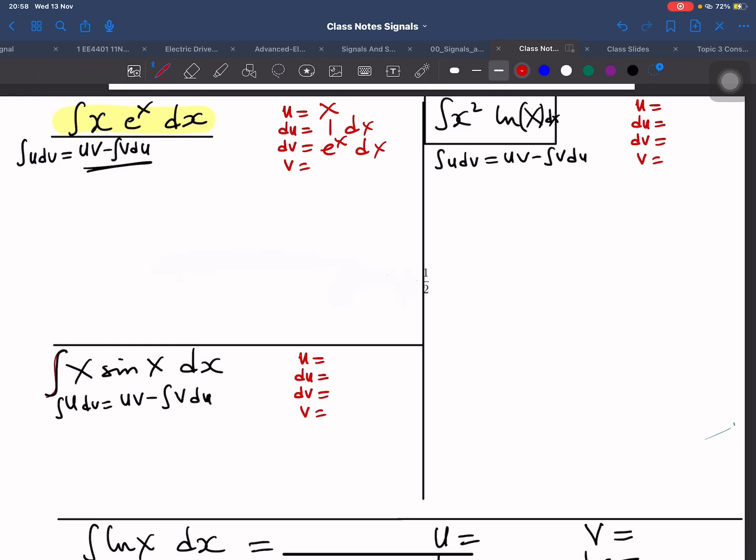That means v is the integration of e^x dx. The integration of e^x dx is the same thing as e^x, that is e raised to power x. So we now have the format: u, du, dv and v. Now we are going to put it in the formula. The formula is the integration of u dv is equal to uv minus the integration of v du.